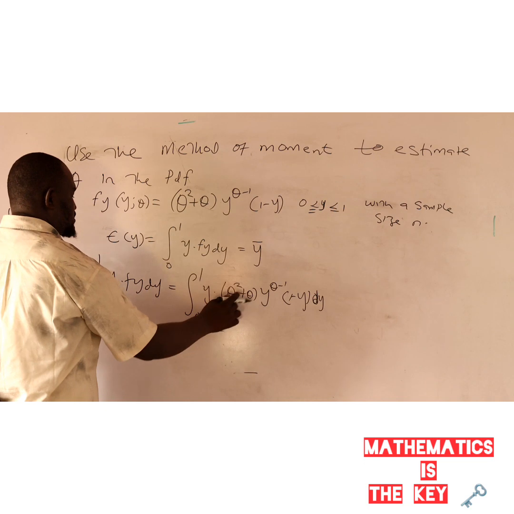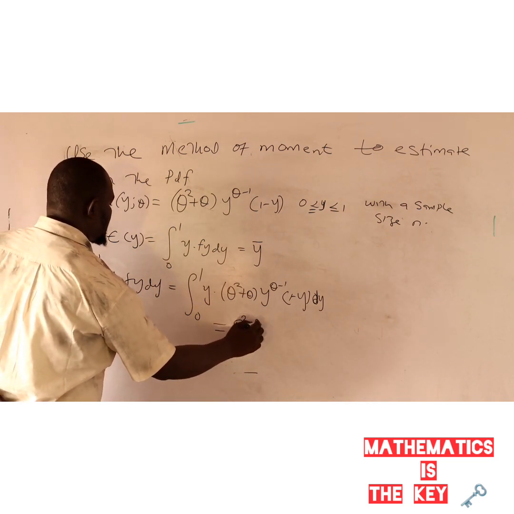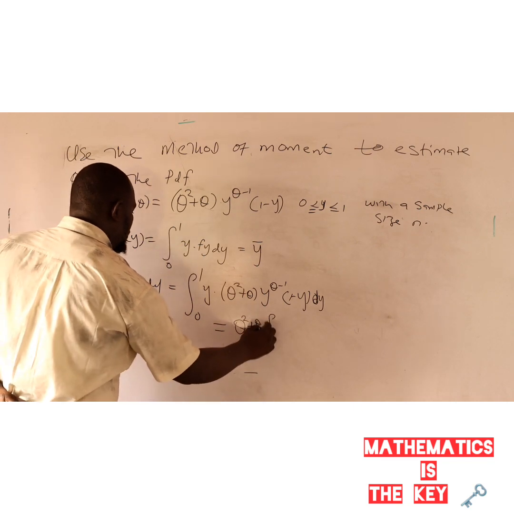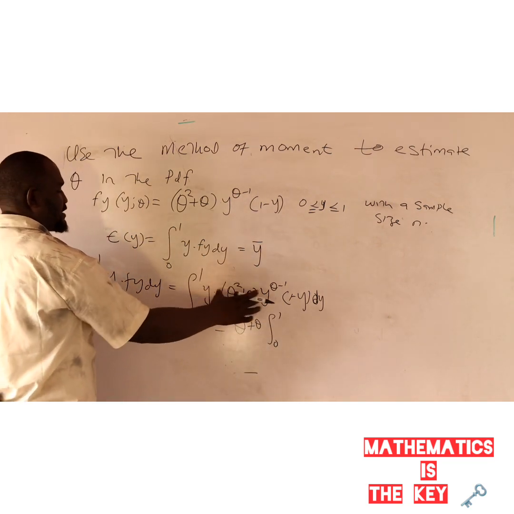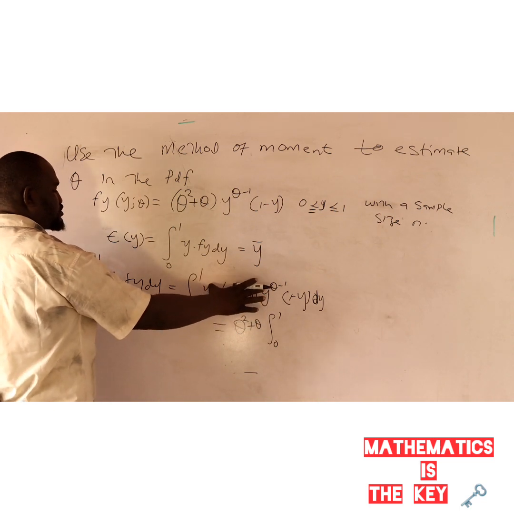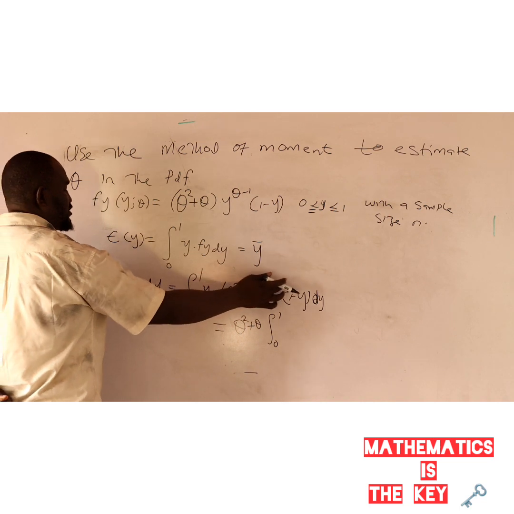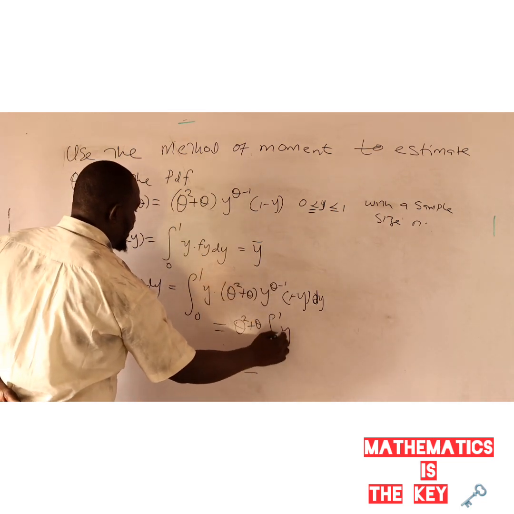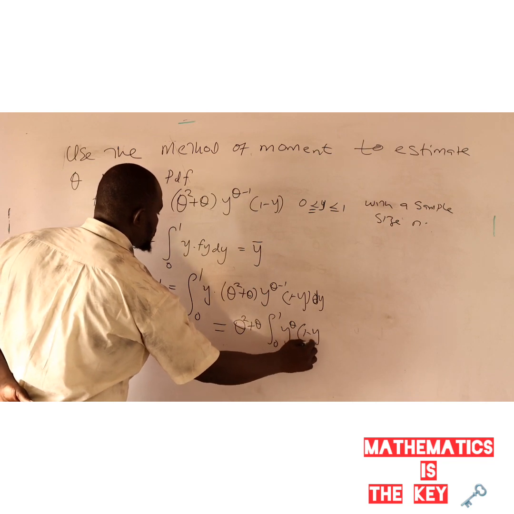So theta square plus theta is a constant. We can bring it out of the integral sign. Then we have the integral from 0 to 1. This y multiplied by this y, we employ laws of indices. Here we have power 1. With this minus 1, we are just having y to the power of theta. Then y minus y dy.